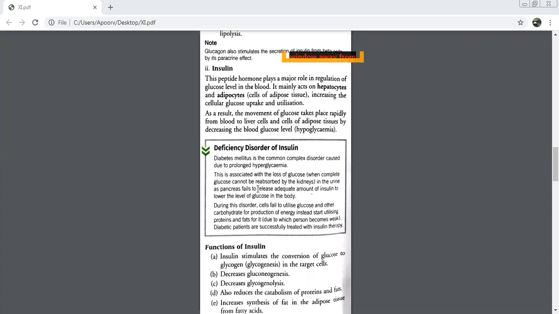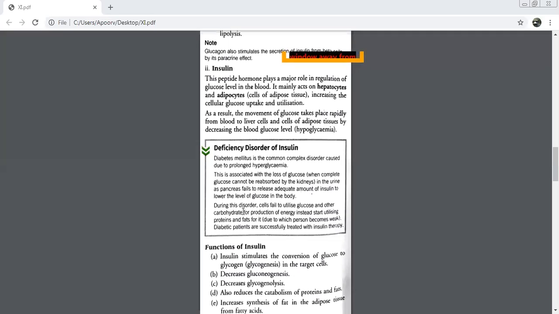Okay, let's talk about this deficiency. Diabetes mellitus is associated with the loss of glucose when glucose cannot be completely reabsorbed by the kidneys and appears in the urine, as the pancreas fails to release an adequate amount of insulin to lower the level of glucose in the body. Who is failing to release adequate insulin? Pancreas. So what happens in this disorder? The cells fail to utilize glucose. Just now you discussed that the cells are not able to utilize glucose for producing energy.